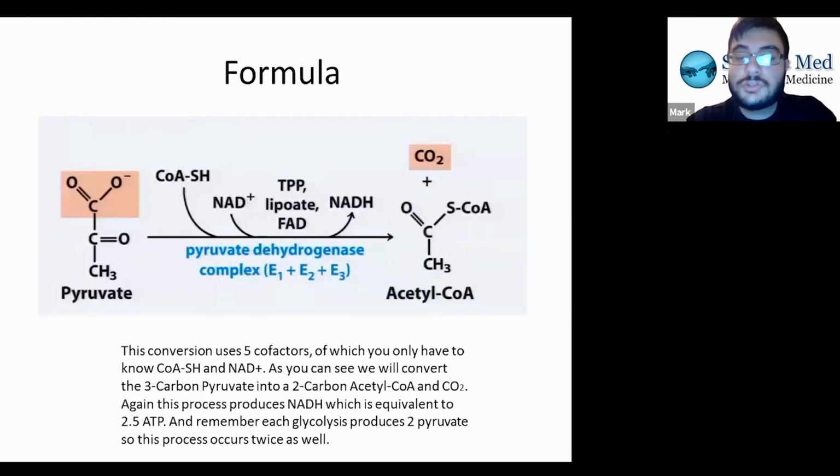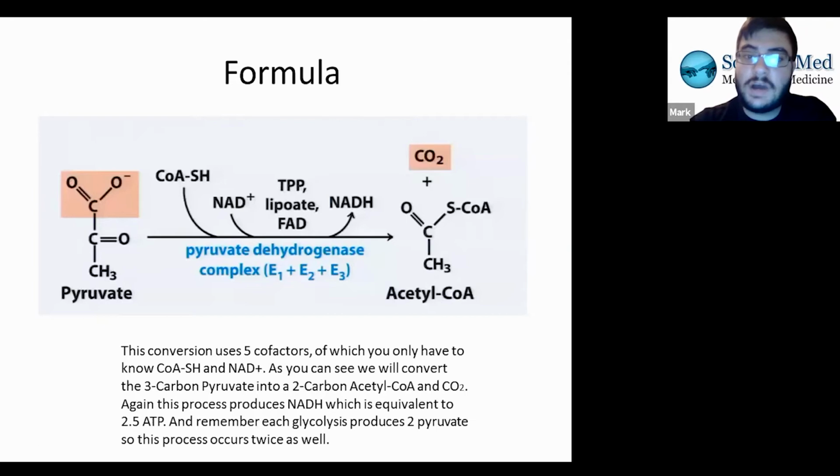So this is what the overall formula looks like for the conversion of pyruvate to acetyl CoA. As you can see, there's a lot that has to go in: the actual CoA attached to a sulfur group, and NAD+, which we're converting to NADH. So this is how we make energy off this step. And then TPP, lipoate, and FAD, which are other cofactors. Ultimately, you get acetyl CoA, which looks like this, and carbon dioxide.